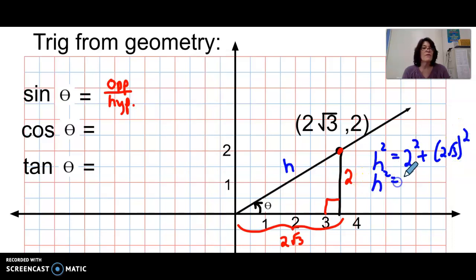h squared equals 4 plus... I do notice that sometimes my trig students are a little rusty with how to manipulate radicals. So this is (2√3) squared. Think about it, you're taking 2 squared and you're also taking the square root of 3 squared. So this is going to be 4 times 3, right? I'm going to square the 2, and I'm also going to square the square root of 3. So 4 times 3 is 12. Oh, this is nice. h squared is 16.